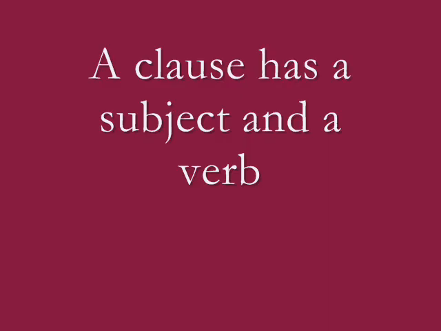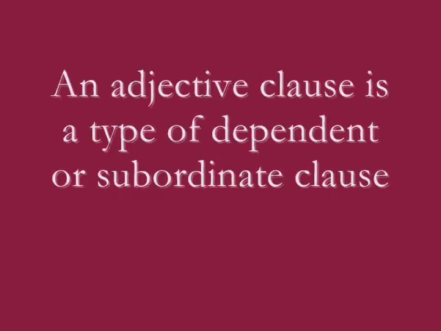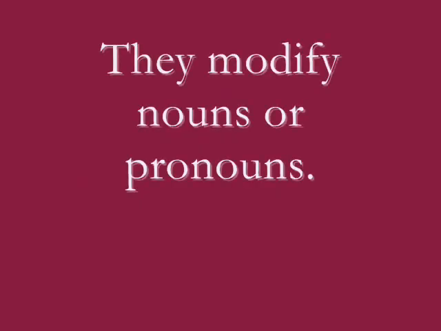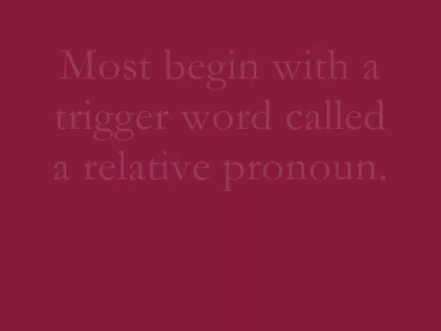Remember that anything called a clause automatically has a subject and a verb. An adjective clause is a type of dependent or subordinate clause. Because it's got that word adjective attached to it, we know it modifies a noun or a pronoun. All adjective clauses modify nouns or pronouns.